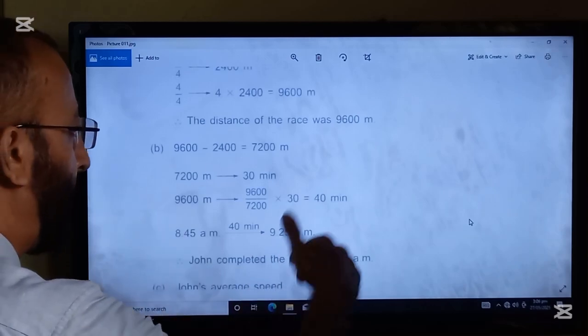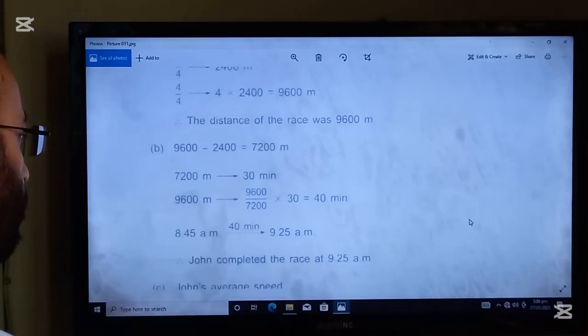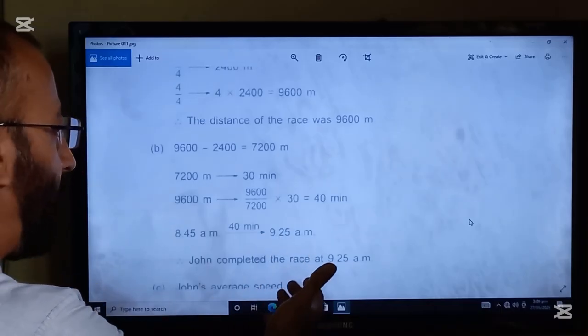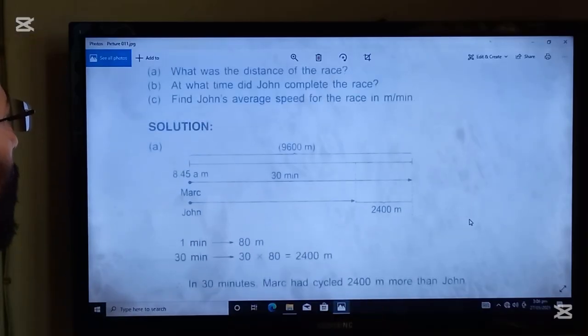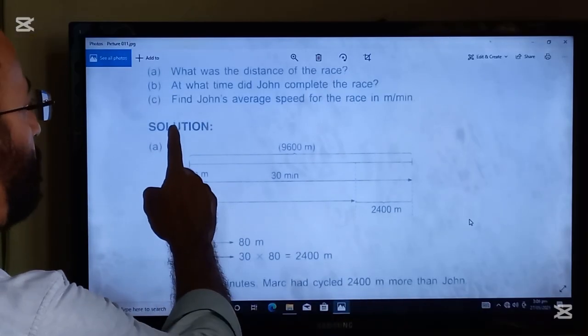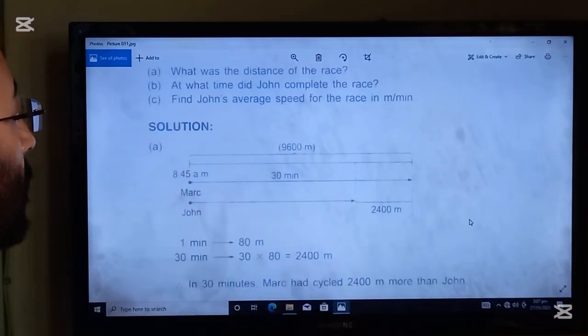So the arrival time of John will be 9:25 a.m. So John completed the race at 9:25 a.m. And the last requirement is, find John's average speed for the race in meters per minute.